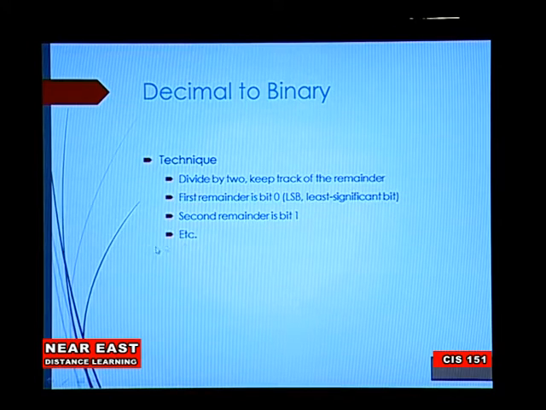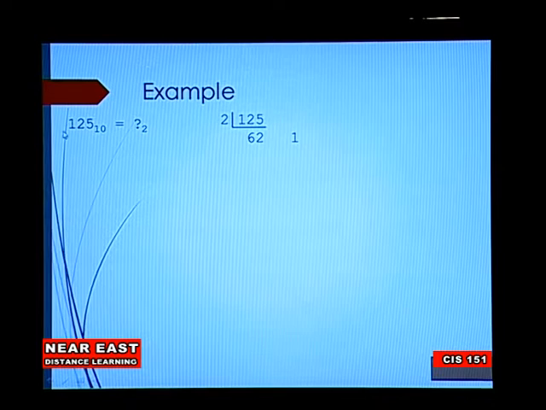Least significant bit. The second remainder is the bit 1, etc. Now I will show you exactly how this technique works when we convert from decimal to binary. Example here, we have 125 in decimal, and we're going to convert it to binary.